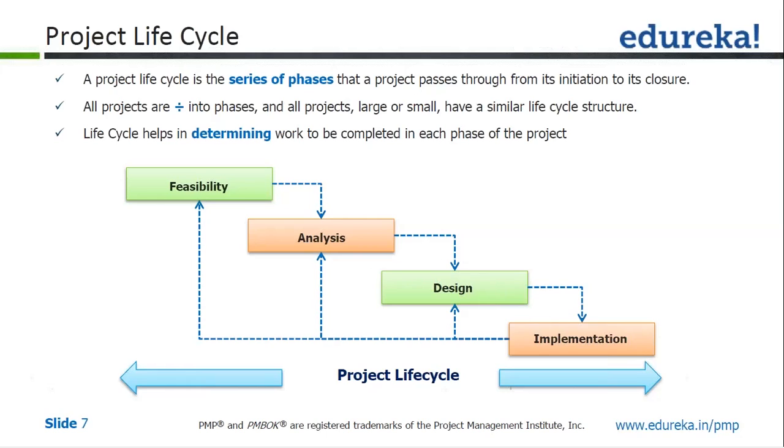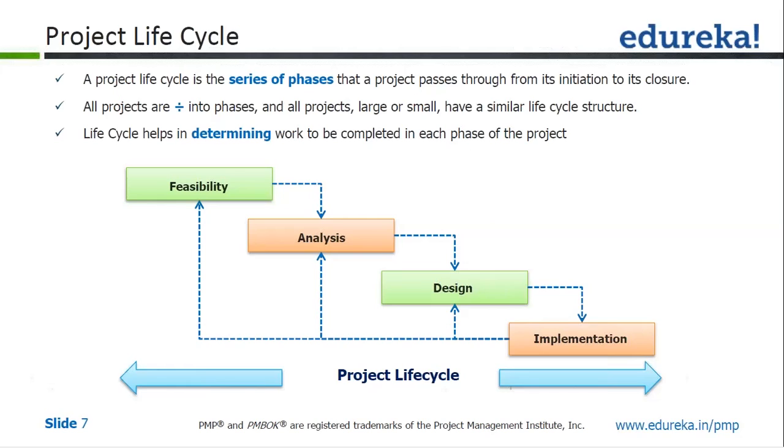Okay. So what is the significance here for the project life cycle? When I talk about life cycle, it is a series of phases that a project passes through from its initiation to its closure. This life cycle helps in determining the work to be completed in each phase. So feasibility will have the inputs that will be taken, and it will have the output, let's say a feasibility study document, for example. So each phase will have a unique output, which we'll see in a short while.